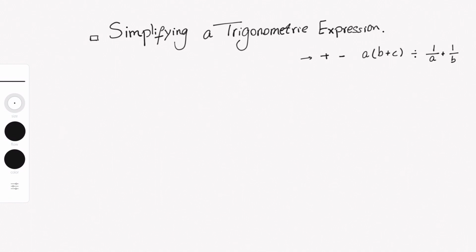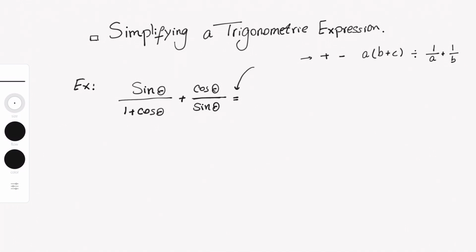For example, sine of theta divided by 1 plus cosine of theta, plus cosine of theta over sine of theta. We need to simplify this, so we make an equal sign and we're going to simplify it.